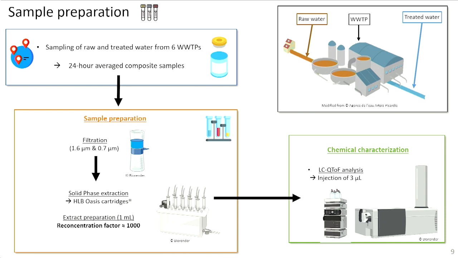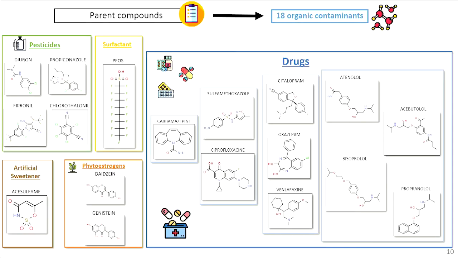So after that, 24-hour average composite samples were collected and then filtered. A solid phase extraction was performed on the sample using HLB Oasis cartridges, and then 3 microliters of the extract were injected and analyzed with LC-QTOF. Before sample analysis, we must define a list of compounds to be studied, so we chose to work on 18 organic contaminants, including pesticides, surfactants, artificial sweeteners, phytoestrogens, and drugs.